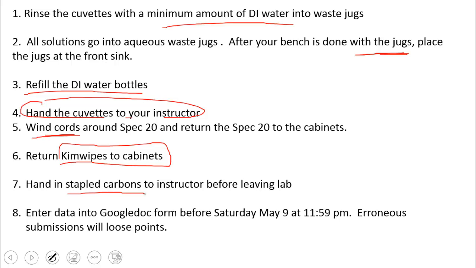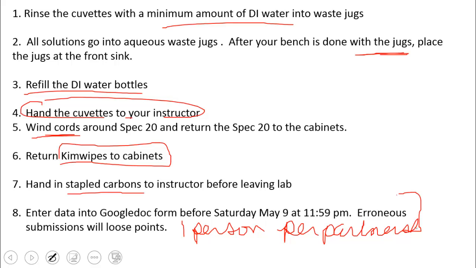for the lab. Each person in the partnership must have data in their lab notebooks. Then, of course, we are going to enter data, and it's only from one person per partnership. So you'll decide who's going to enter the data into Google before Saturday at 11:59 p.m.